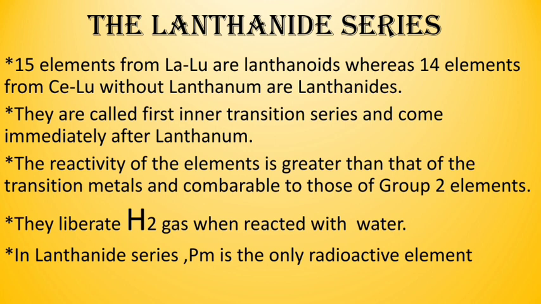Alright. The 15 elements from lanthanum to lutetium are lanthanoids, whereas the 14 elements from cerium to lutetium without lanthanum are lanthanides. Okay, they are called the first inner transition series and come immediately after lanthanum. The reactivity of the elements is greater than that of transition metals and comparable to those of group 2 elements, that is calcium, barium, magnesium, strontium, etc.